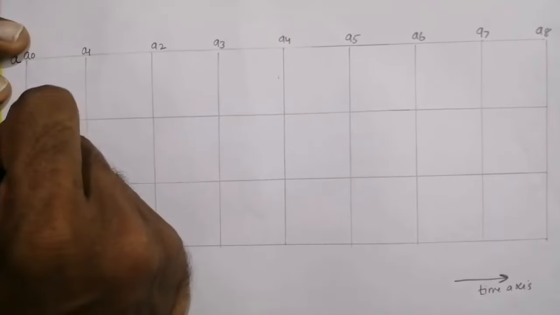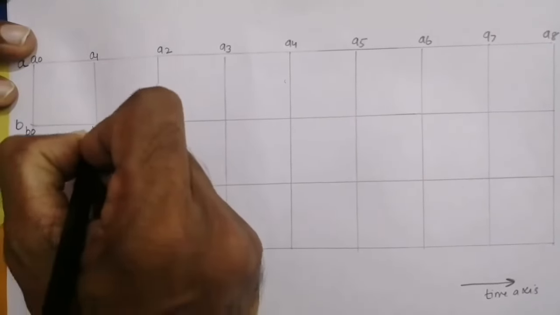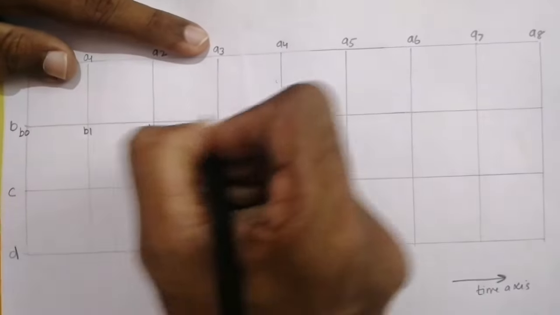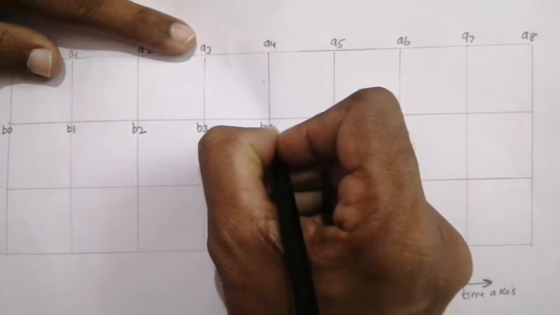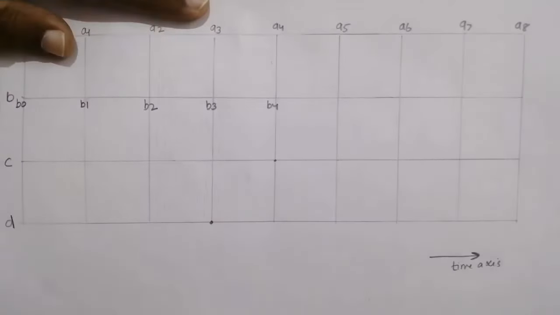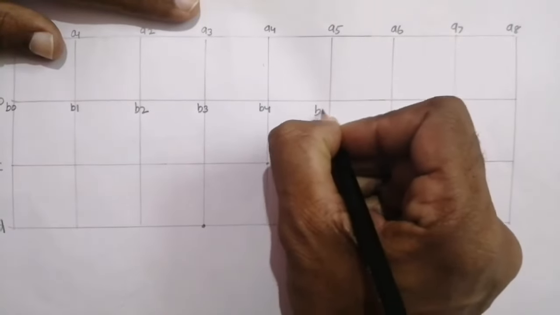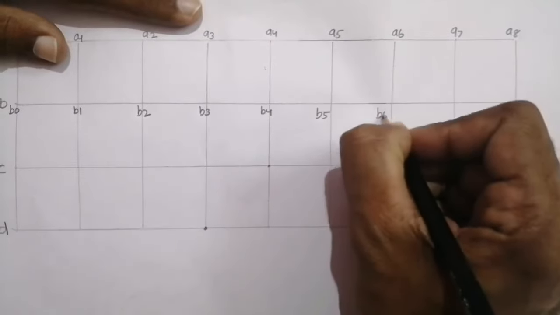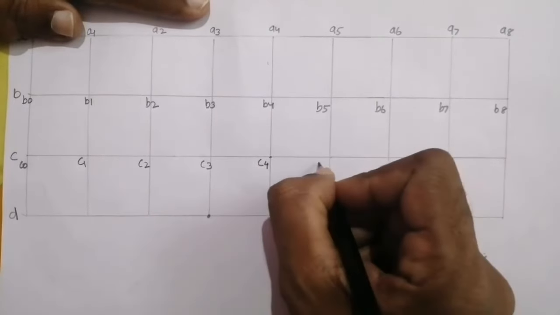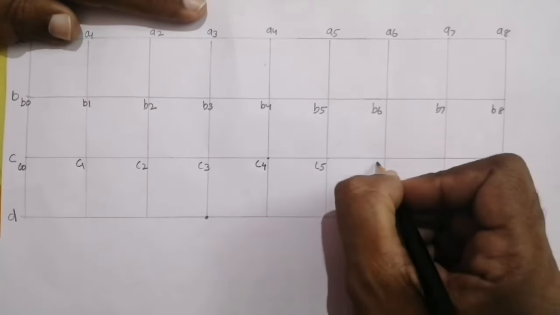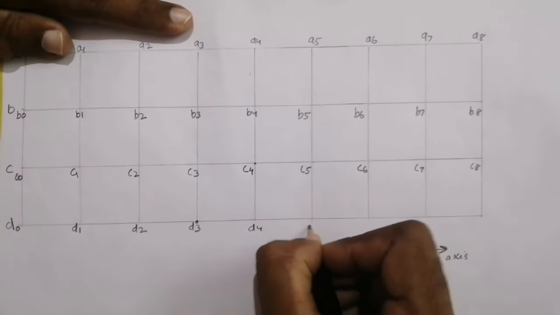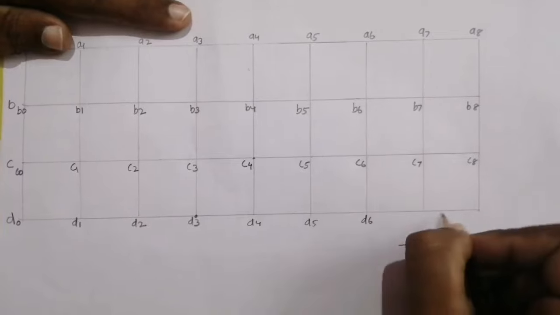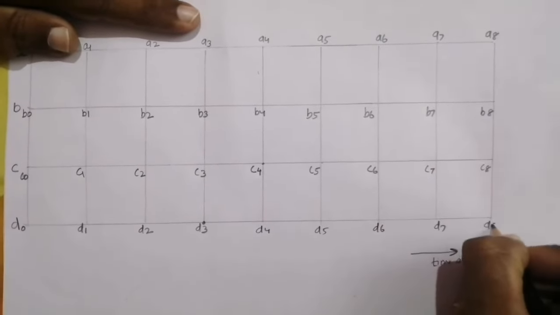Similarly, this is B0, B1, B2, B3, B4, B5, B6, C4, C5, C6, D4, D5, D6, D7, D8.